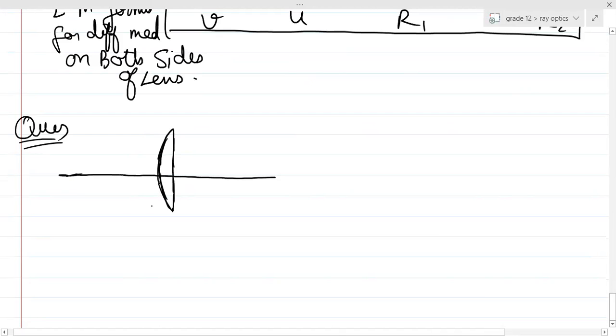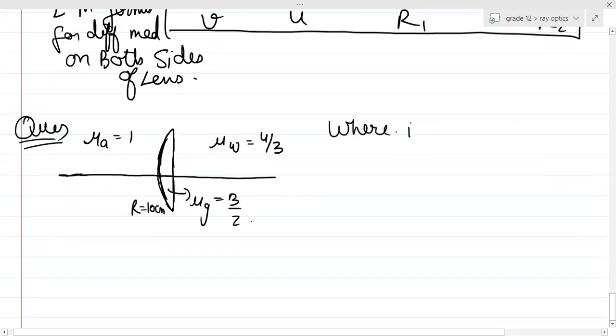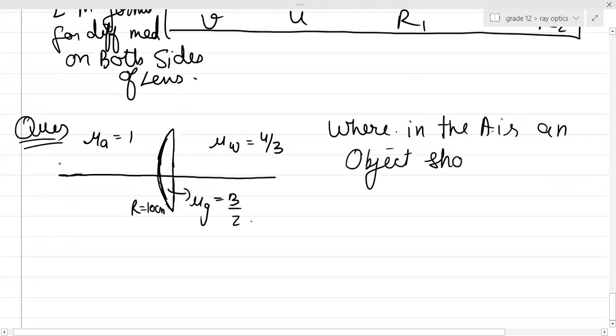There is this lens given to you. It's a plano-convex lens. The radius of one surface is given as 10 centimeter. On the right hand side, I have water. On the left hand side, I have air. Then this is made up of glass. The question is, where in the air should an object be placed? Please remember, I need to place the object in air, okay?